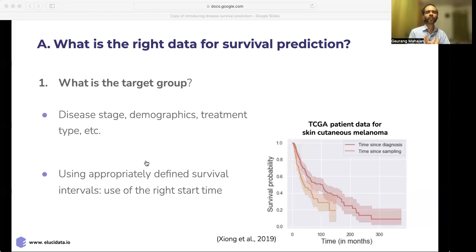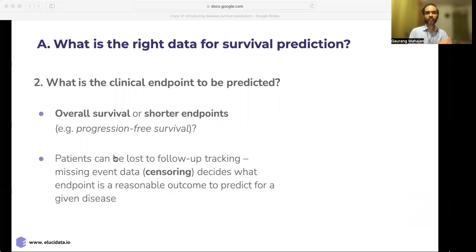The figure on the right compares the survival curves using either the time of diagnosis or the time of sample collection or sample procurement as the reference. And it's quite apparent that the survival data looks quite different in the two cases. So details like these about the choice of reference time may seem minor, but they can have a significant impact on the model. The next step involves choosing the outcome to be predicted by the model.